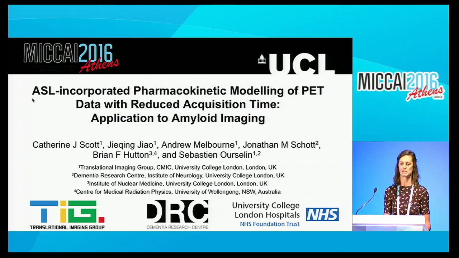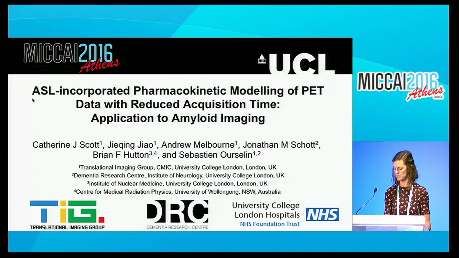Thanks. Okay, so today I'm going to present our work which exploits the simultaneous acquisition of both PET and MRI data by incorporating blood flow information from MRI into PET kinetic modeling in order to reduce the overall acquisition time. And we've applied this methodology to amyloid PET data for the imaging of Alzheimer's disease.